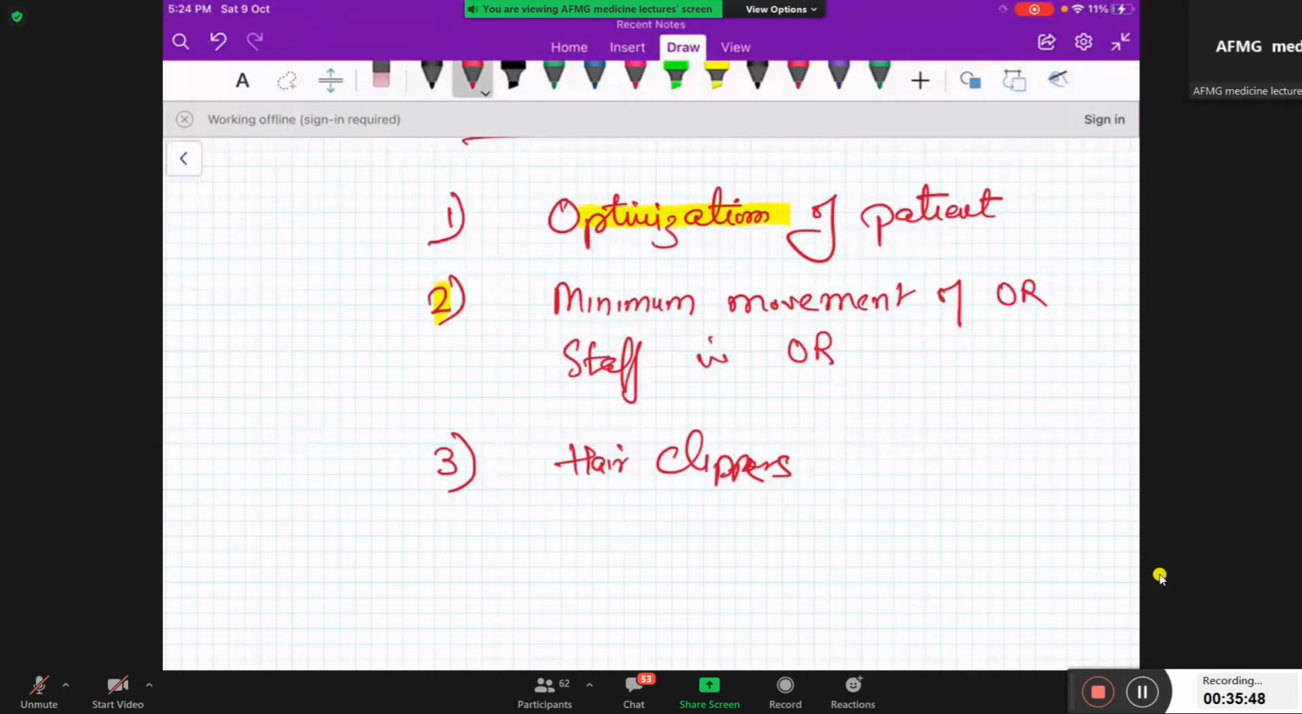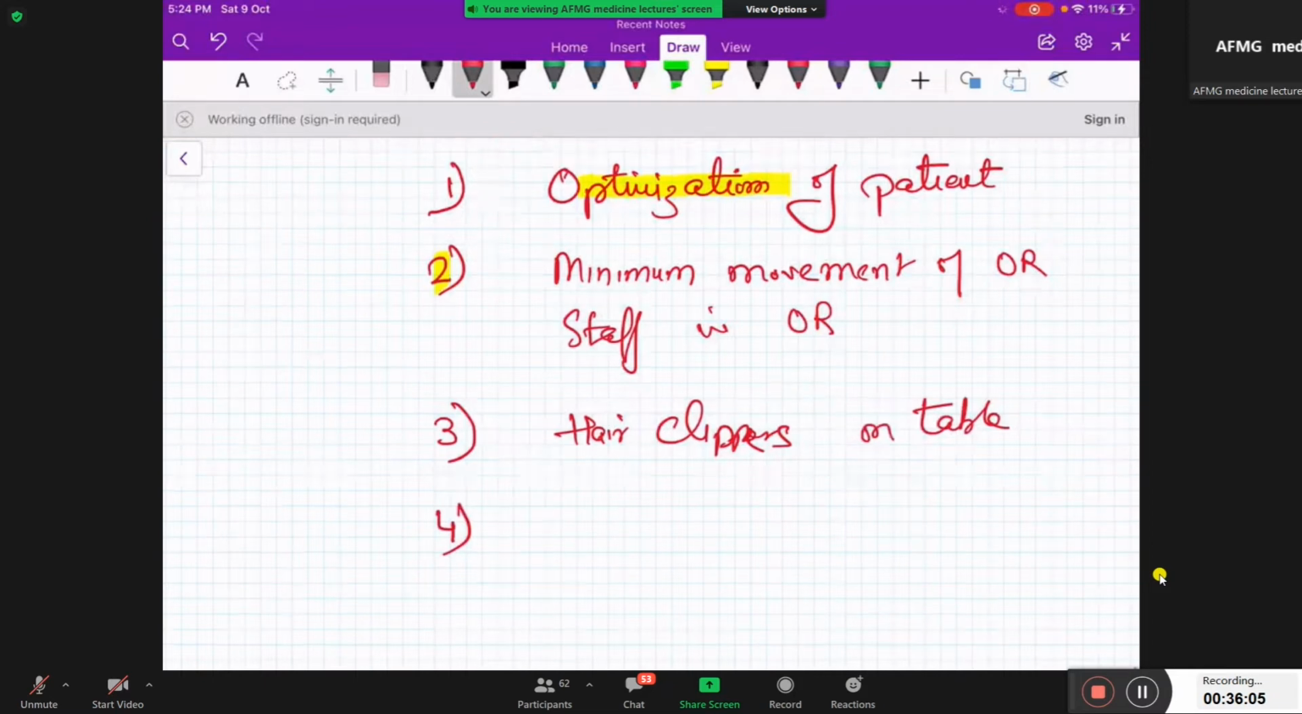Hair clippers, where to, when to do this hair clipping? On the operating table, not dining table, on the operating room table, right? That is the best time.